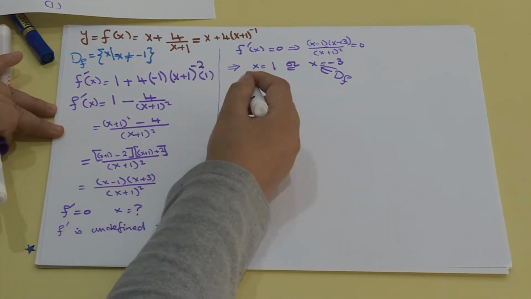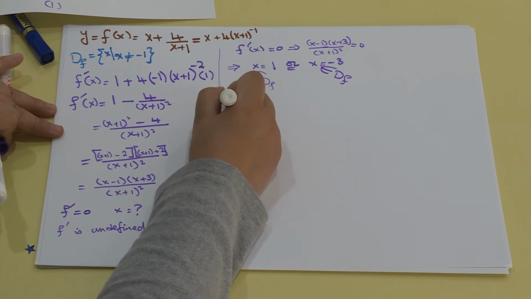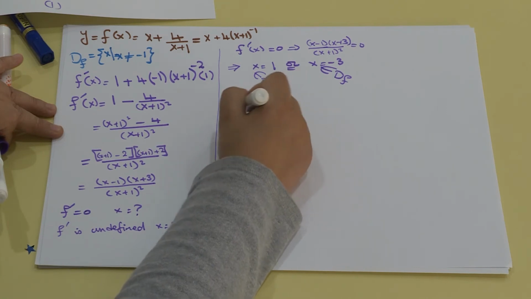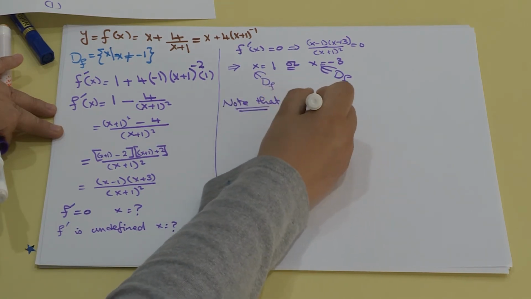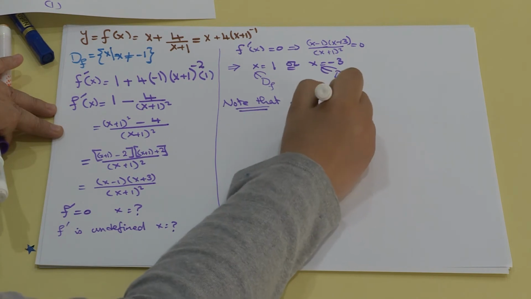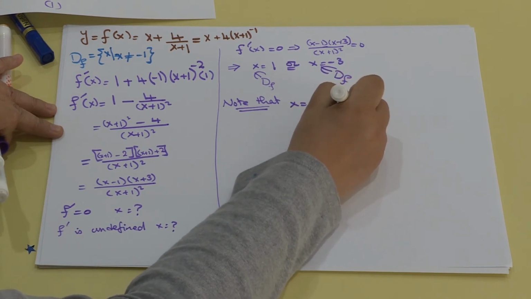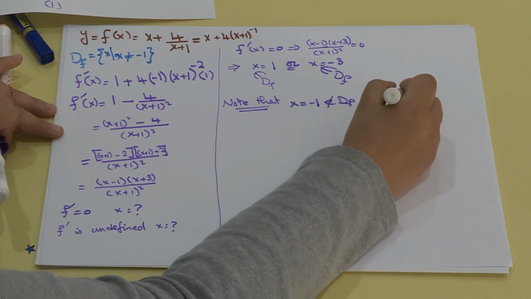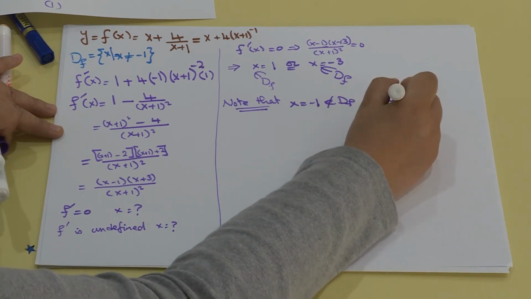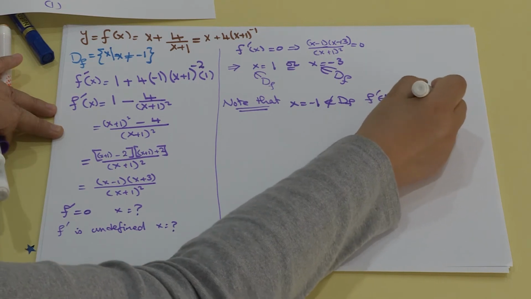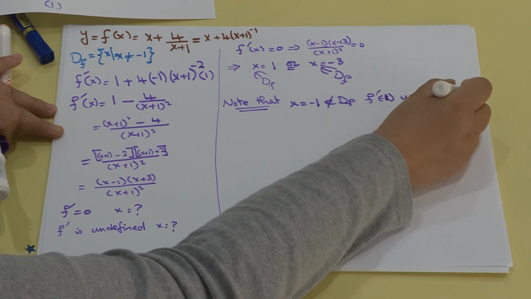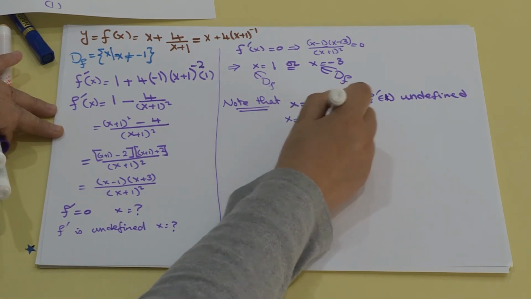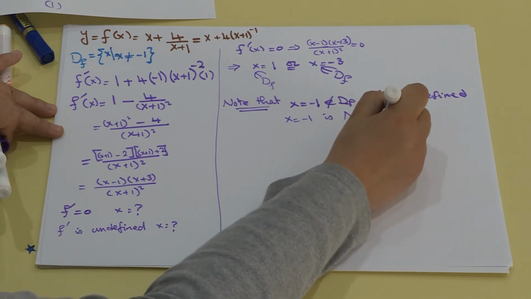What about the value x which is equal to minus 1? Note that x equals minus 1 is not in the domain of f, but the f prime of minus 1 is undefined. So can I say that this is a critical value? No. It's not a critical value. X equals minus 1 is not a critical value.